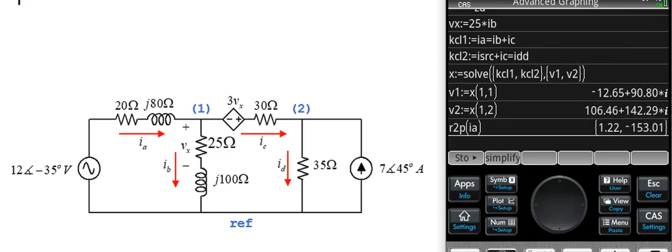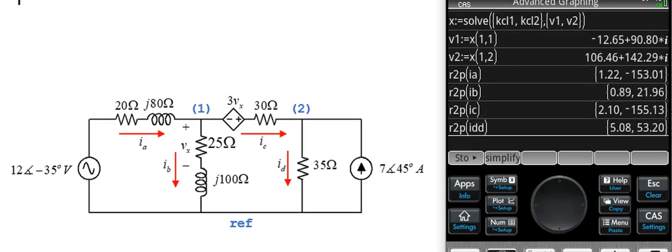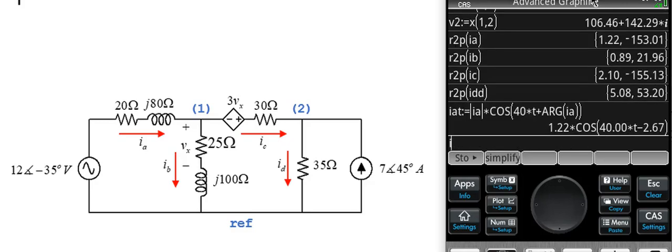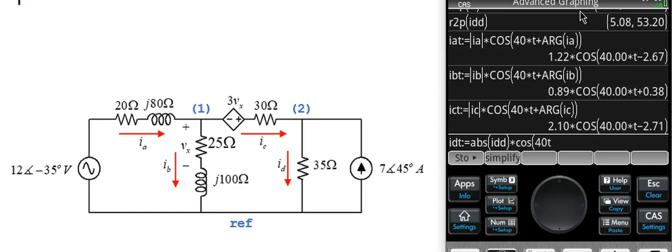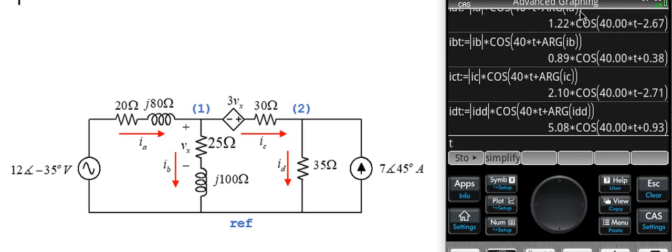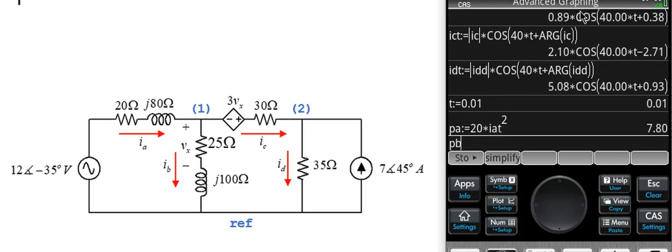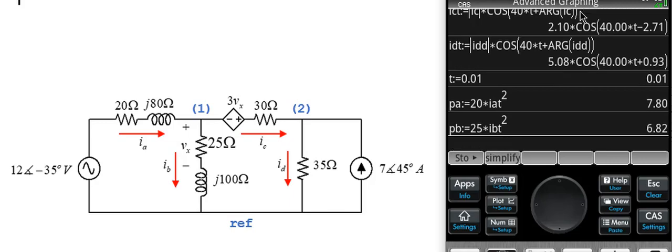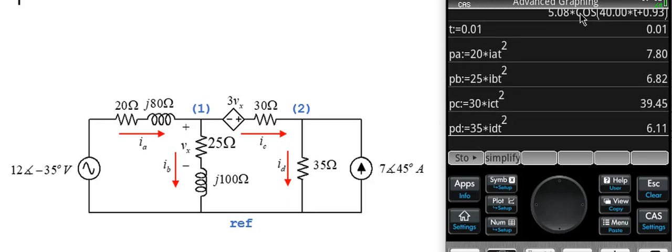Because we want the power in each one of the 4 resistors, we need the current in each one of those 4 resistors, IA, IB, IC, and ID. The next step is to write the currents IA, IB, IC, and ID as functions of time, which is what I'm doing right now. Now, let me make t equal 14 milliseconds, 0.014. Evaluate each one of the currents, square them, and multiply by each one of the corresponding 4 resistors to compute the powers in each one of the resistors, which is what the question is asking us to do.